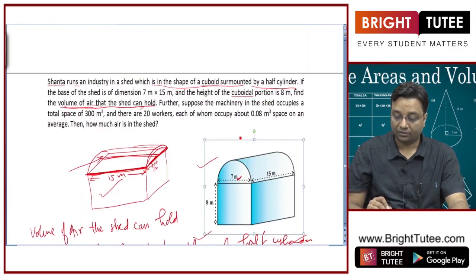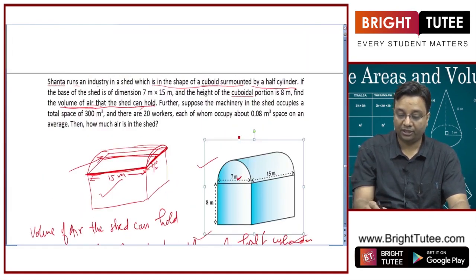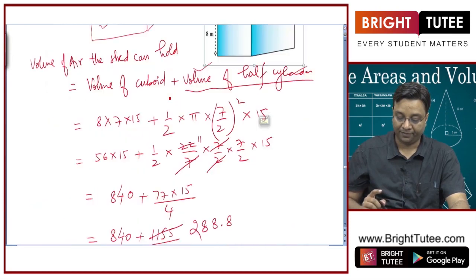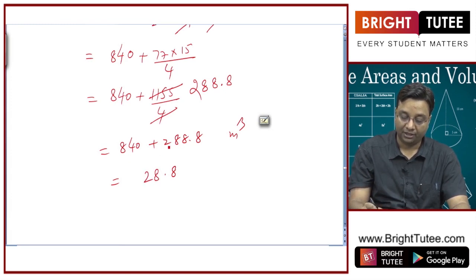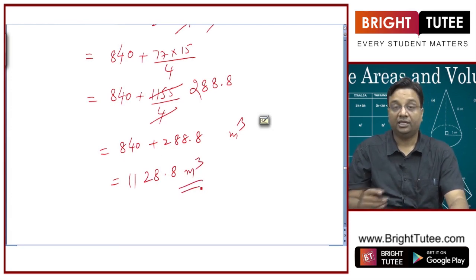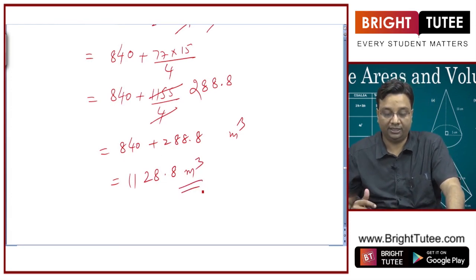Now we are talking about volume here, and the units are in meters, so this will be in meter cubed. You just need to add these. So 0.8, 8 plus 0 is 8, 8 plus 4 is 12, 3 plus 8 is 11. So this much volume this entire shed can hold inside it.